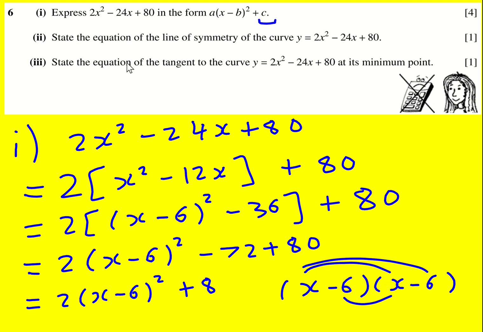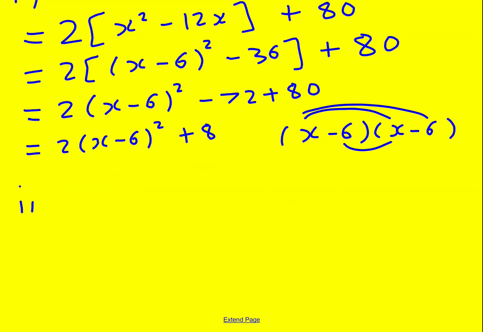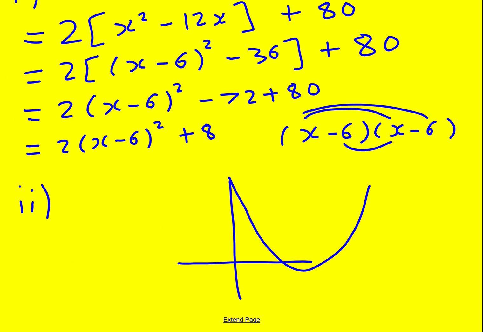So, state the equation of the line of symmetry of the curve. Okay, it's just going to remind you of a couple of things. When we complete the square, I don't know if it looks exactly like this. This is just a general quadratic, but when we complete the square, we actually get the turning point for free. We know the turning point, the minimum, is going to be 8 when x is 6.